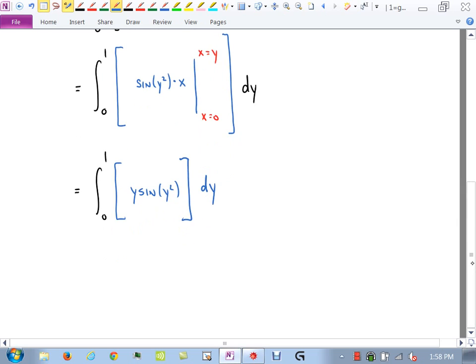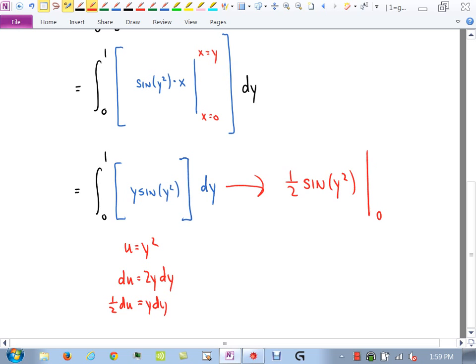And that's really nice because this is just now a basic substitution problem, right? u is y squared. du is, well, pretty close to that. Do you see that can be done? Just a basic technique. Just in case you forgot Cal 2, let's do it real quick. u is y squared. du is 2y dy. So half of du is equal to y dy. That's the basic substitution. But this turns out to be 1/2 sine y squared, evaluated from 0 to 1.